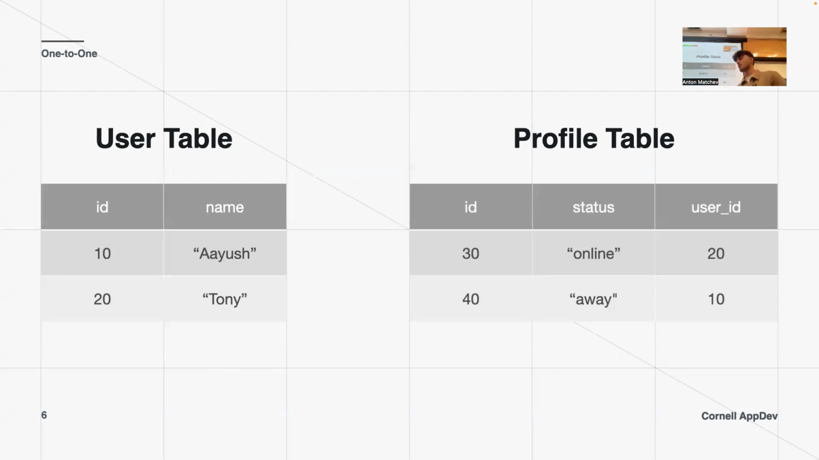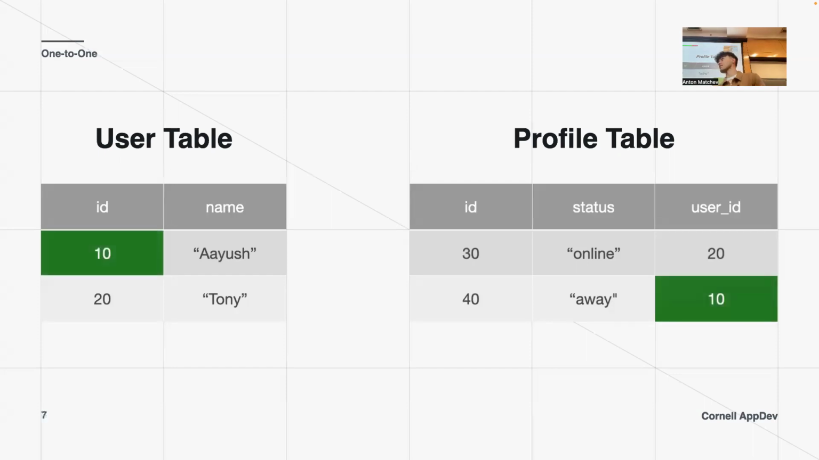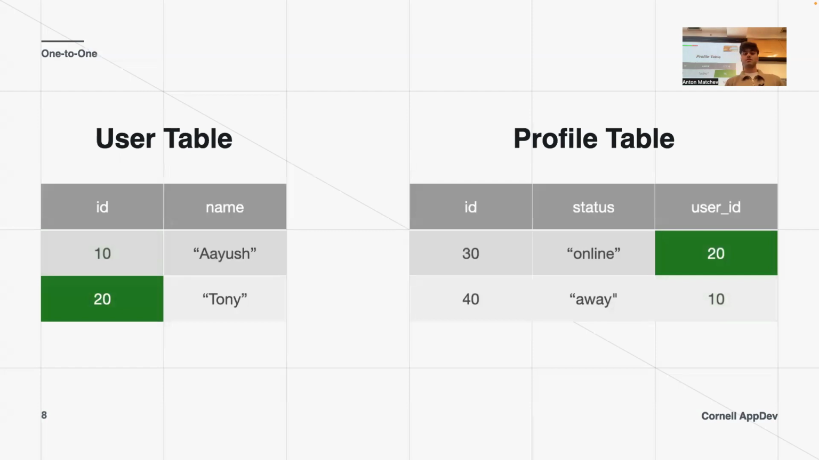So we have our user table and our profile table. This is going to be a one-to-one. One user has one profile, and one profile has one user. We relate the ID of the user table to the user ID column in the profile table. That way we know the profile with ID 40 references my user. And then we can do the same thing for Tony.